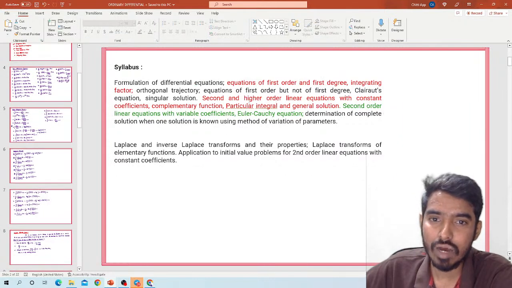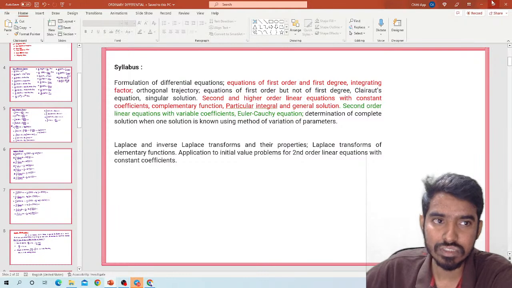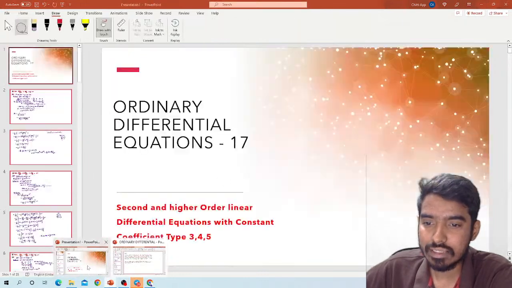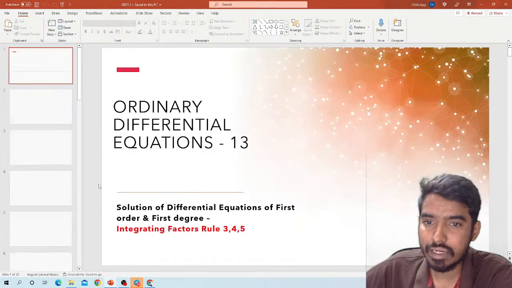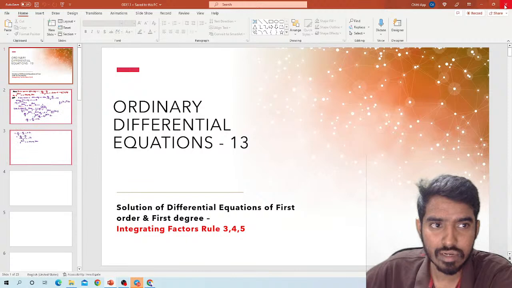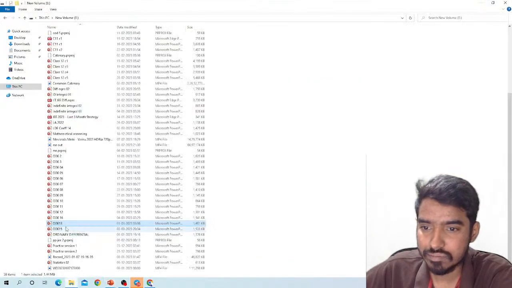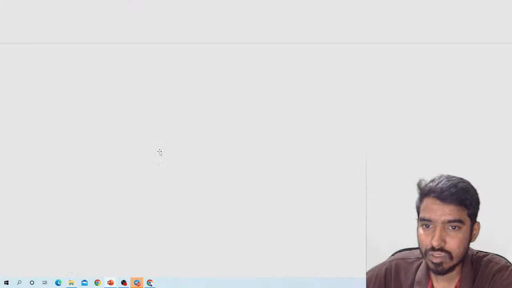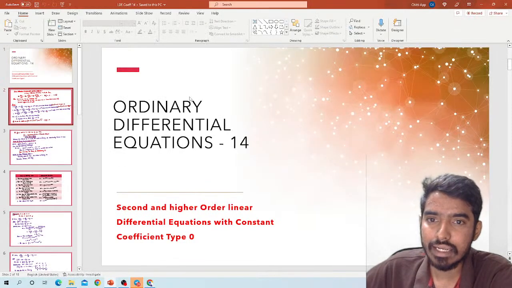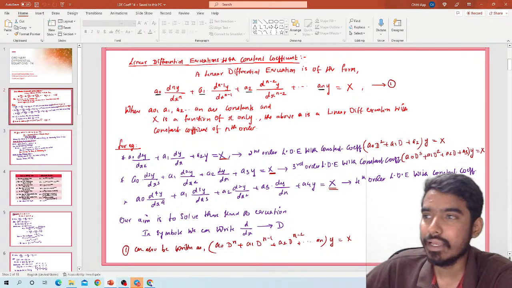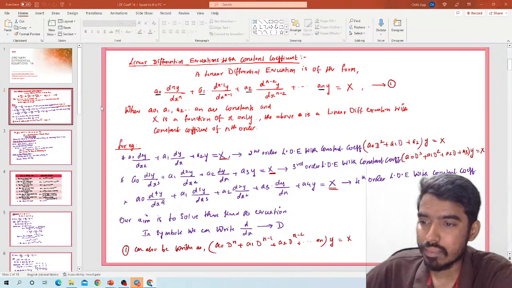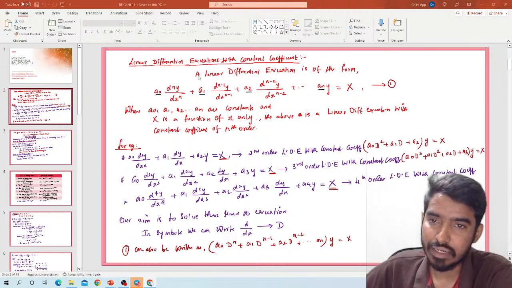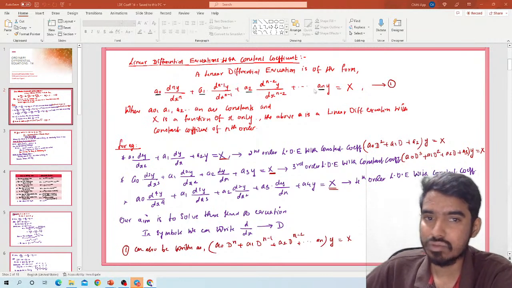So we'll just recall what is second and higher order linear differential equation with constant coefficients. We'll go back to the 14th lecture, in which we started what is meant by linear differential equation. So we have started with this. Okay. So that's it. We just recall what we did here.